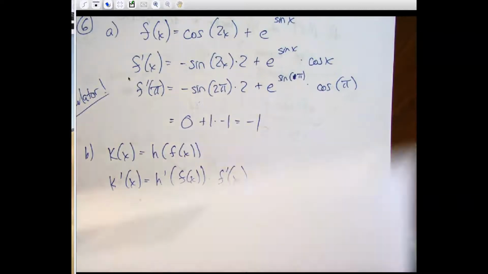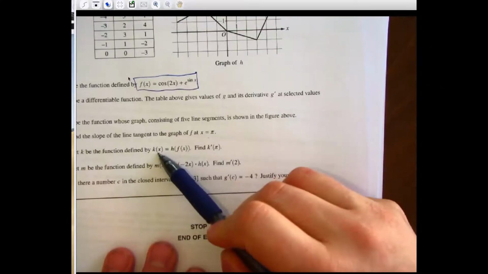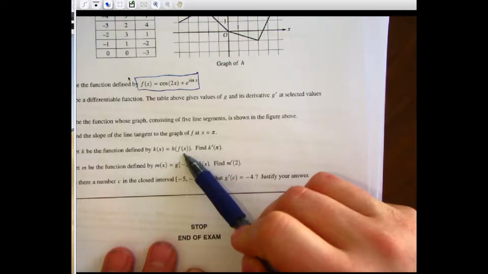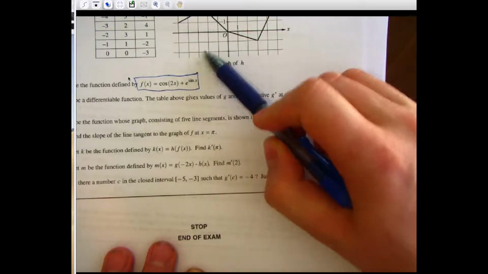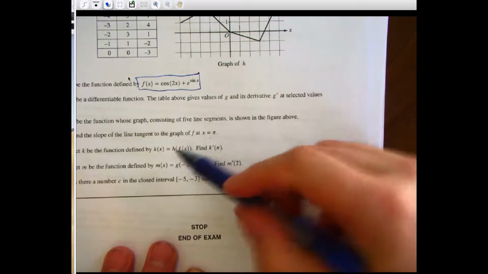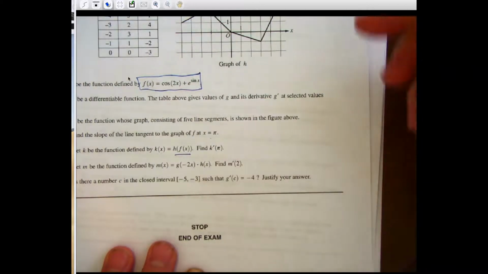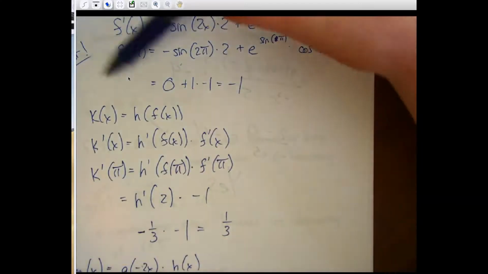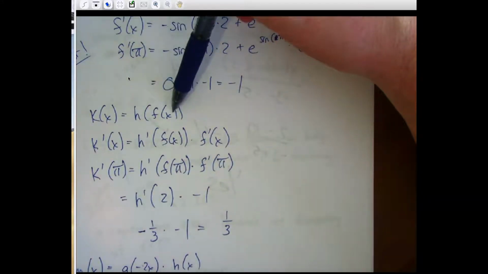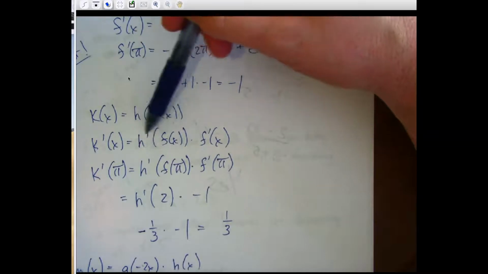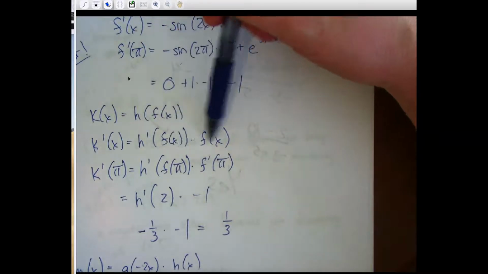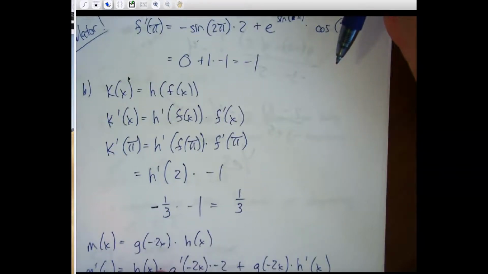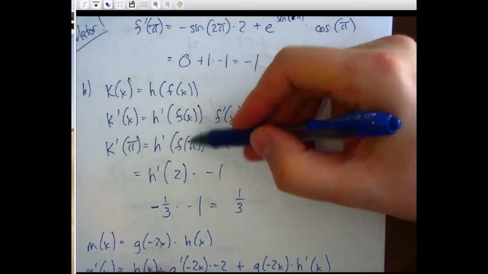Okay, part B: k of x is h of f of x. So now we're involving these. We're putting in this composite function, and we're going to need to find the derivative of that. Well, that's chain rule. So if k of x equals h of f of x, the derivative says you take the derivative of the outside, you leave the little guy alone, and you multiply by the derivative of the little guy. And then I plug in pi here.